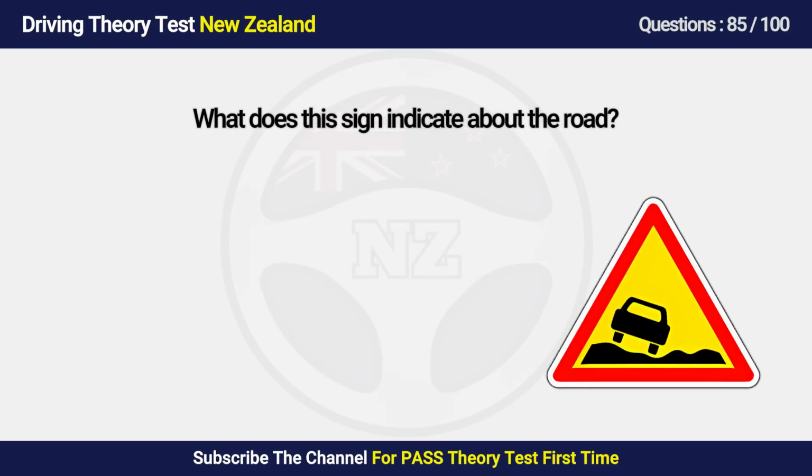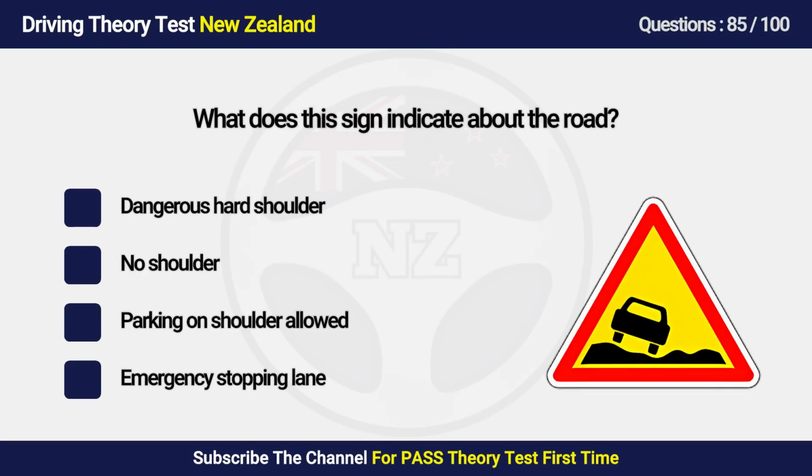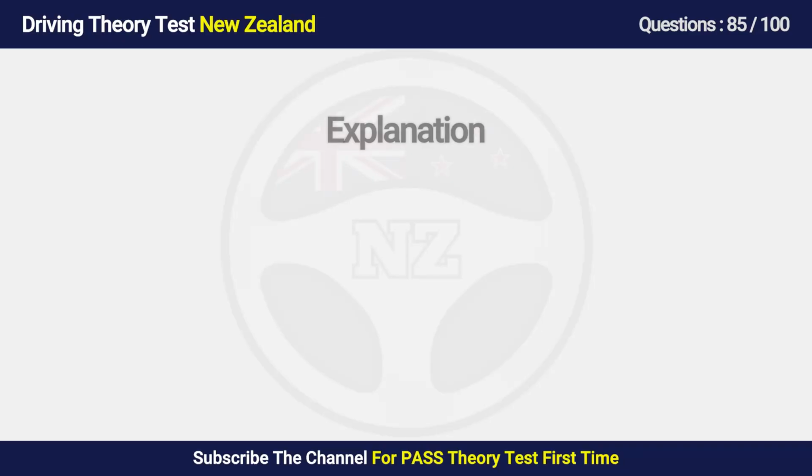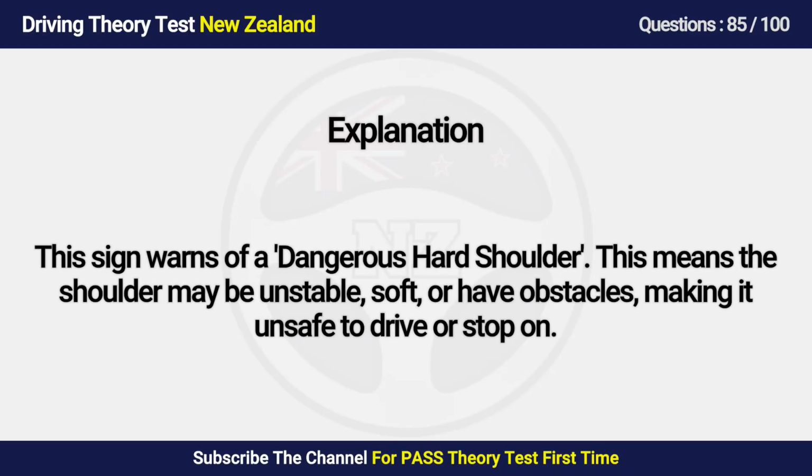Question 85. What does this sign indicate about the road? A. Dangerous hard shoulder. B. No shoulder. C. Parking on shoulder allowed. D. Emergency stopping lane. Answers is A. Dangerous hard shoulder. This sign warns of a dangerous hard shoulder. This means the shoulder may be unstable, soft, or have obstacles, making it unsafe to drive or stop on.